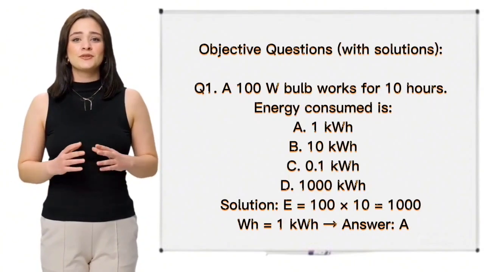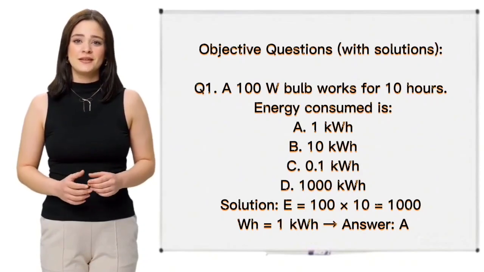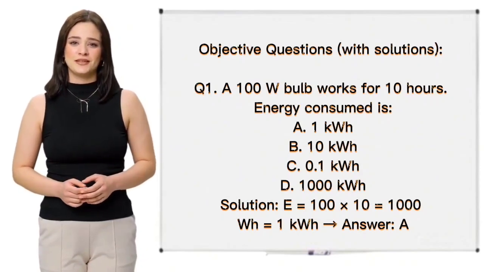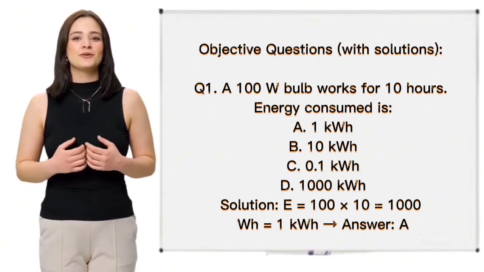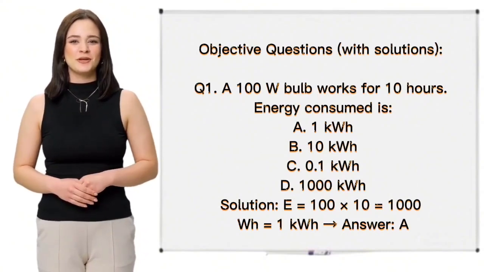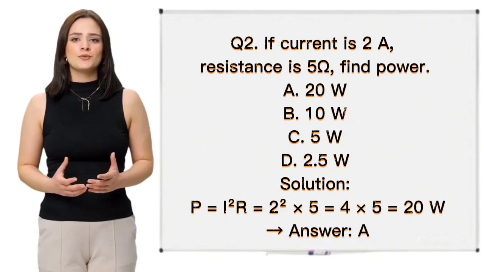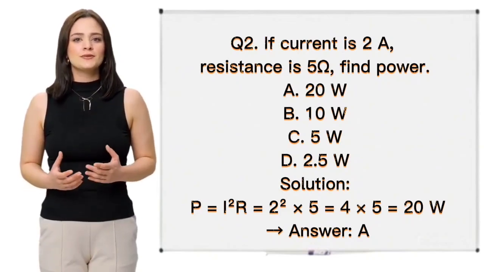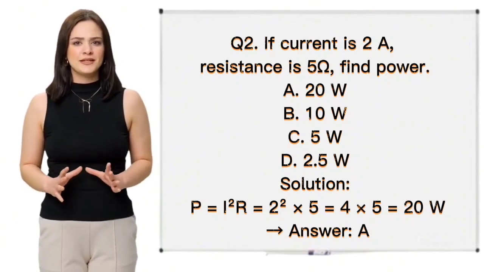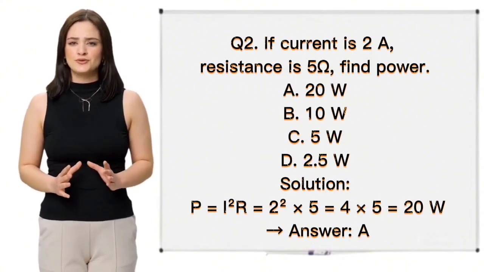Objective questions with solutions. Q1. A 100W bulb works for 10 hours. Energy consumed is: A. 1 kilowatt-hour, B. 10 kilowatt-hour, C. 0.1 kilowatt-hour, D. 1000 kilowatt-hour. Solution: E = 100 W × 10 hours = 1000 watt-hours = 1 kilowatt-hour. Answer A. Q2. If current is 2 A and resistance is 5 ohm, find power. A. 20 W, B. 10 W, C. 5 W, D. 25 W. Solution: P = I²R = 2² × 5 = 4 × 5 = 20 W.